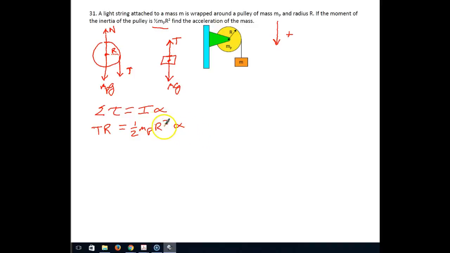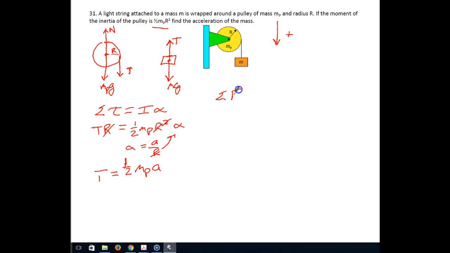Okay, so now we can cross off one of our r's, so there's one r gone, and we also know that alpha is equal to a over r, so we're going to plug that a over r into this section, and when we do that, we're going to be left with this equation. T is equal to 1/2 of the mass of the pulley, and notice that the r's cross off, and I'm left with just a. So far we've done the tension that's coming from the pulley. Now we need to turn around and look at the tension that's coming from the box.